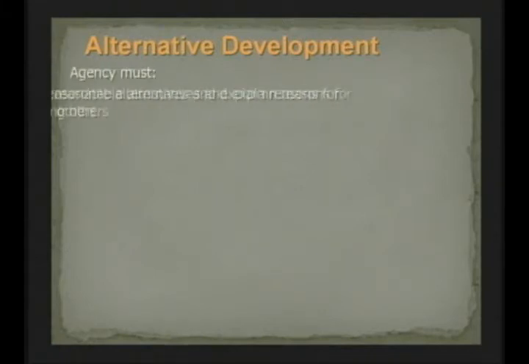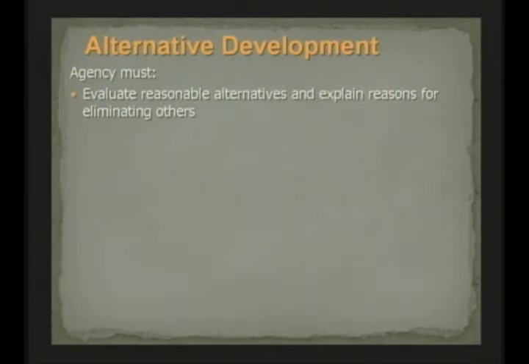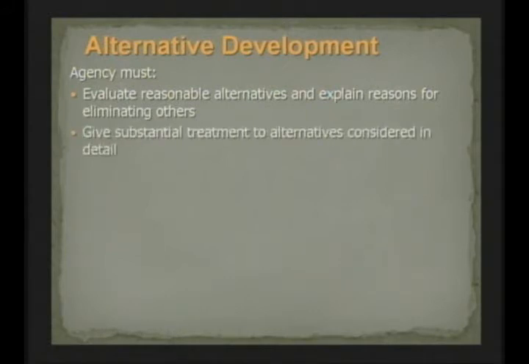In the next step of the process, the agency identifies options that can accomplish the intent of the purpose and need statement. They must evaluate reasonable alternatives and explain their reasons for eliminating others. As members of the public, we should emphasize the need for a full range of alternatives. They must fully evaluate alternatives considered in detail. These can include ones which may be outside agency jurisdiction.